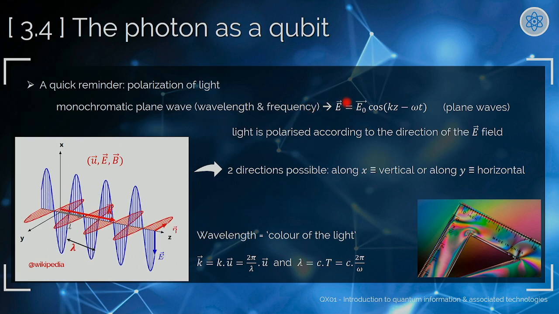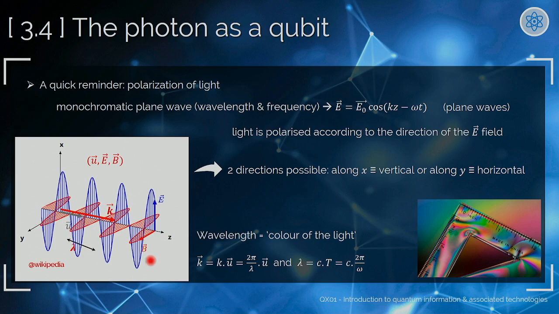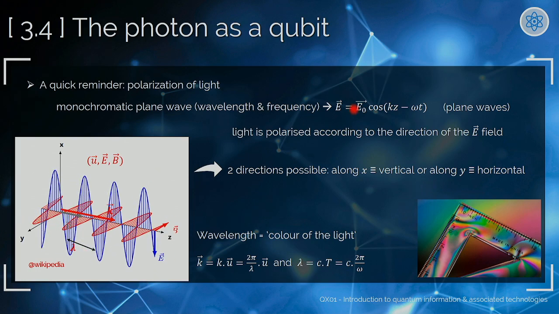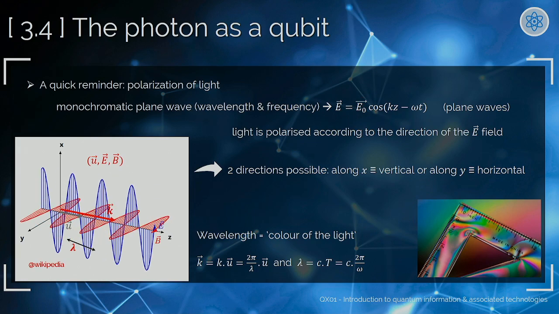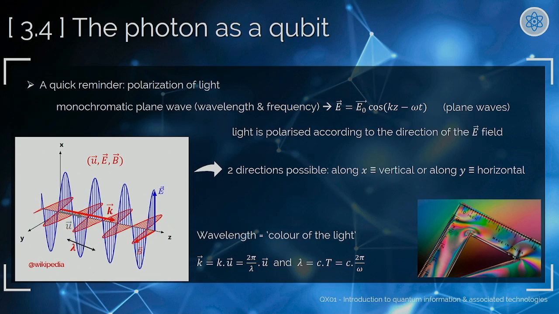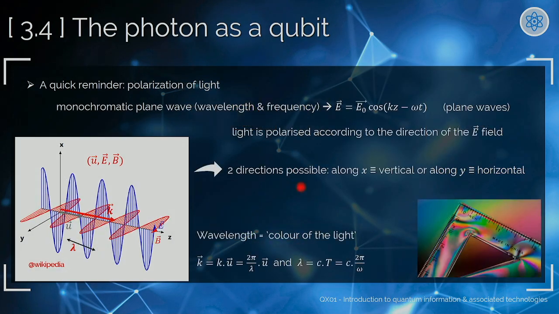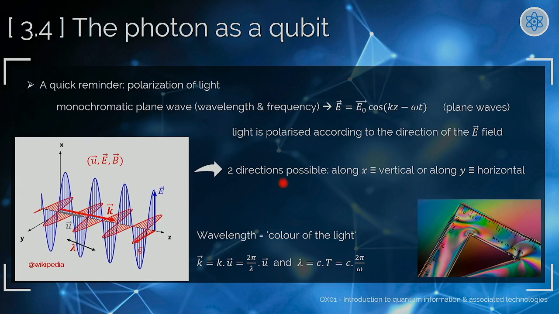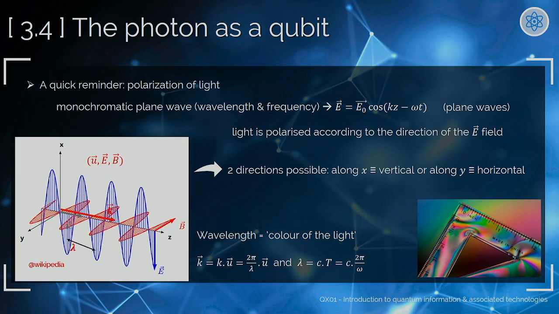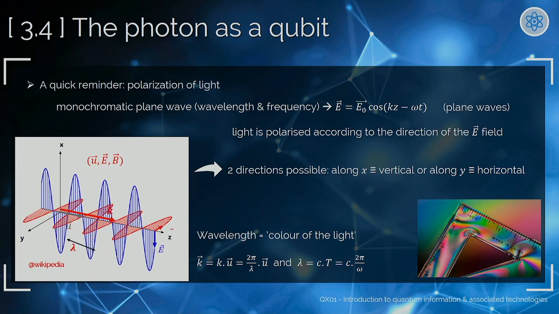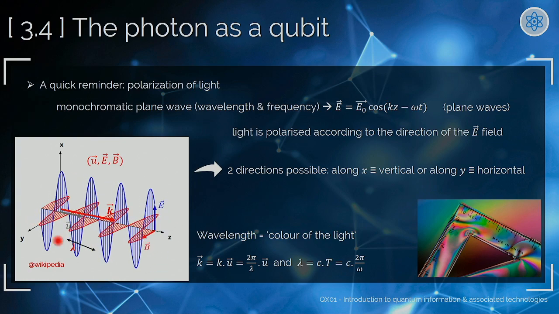So plane wave means that the electric field, this oscillating field E, is simply going to be defined as an amplitude times cosine of kz minus omega t. K is the propagation vector. Z is because it's propagating, in this particular case, along Z. T is the time. And omega is the frequency of the wave.